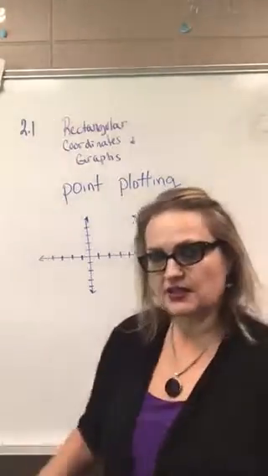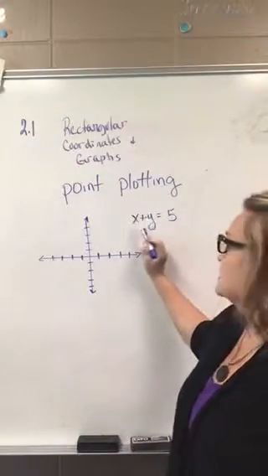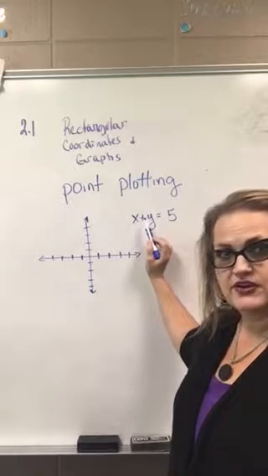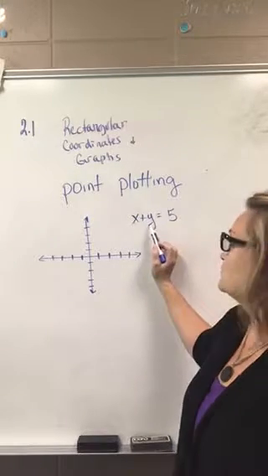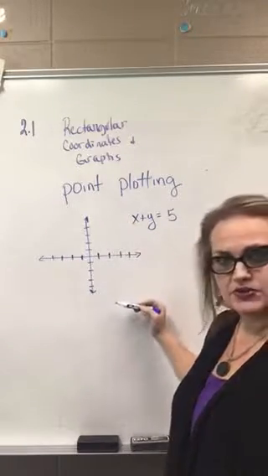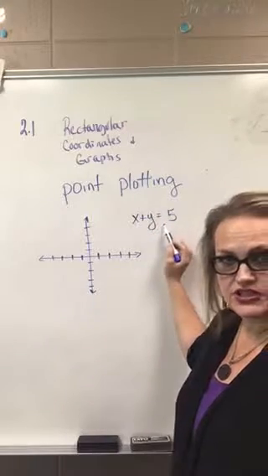So, thinking about x plus y equals 5. Notice that we have two variables. It's a linear equation in two variables, the x variable and the y variable. So there's an x-axis and a y-axis, and we're looking for x-y solutions that solve this equation.